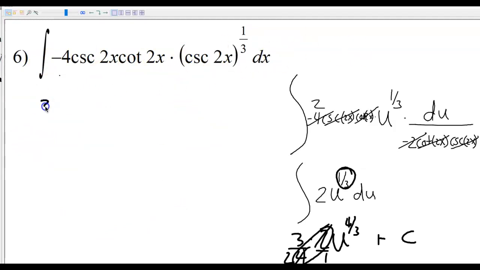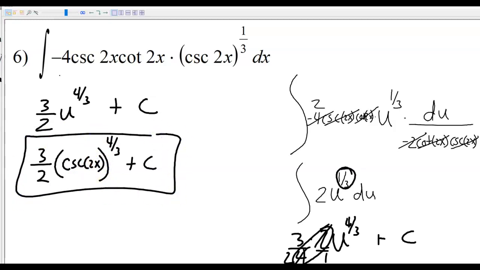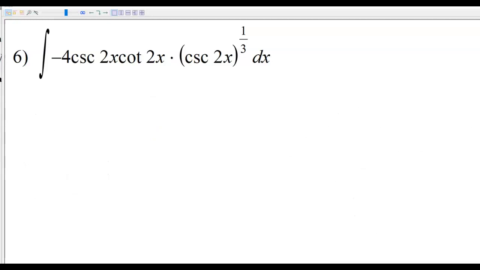We have 3/2 u to the 4/3 plus c. And we want to replace the u with what u equals, which we said in the beginning was cosecant of 2x. And there you go. It's number 6. So, trigs.